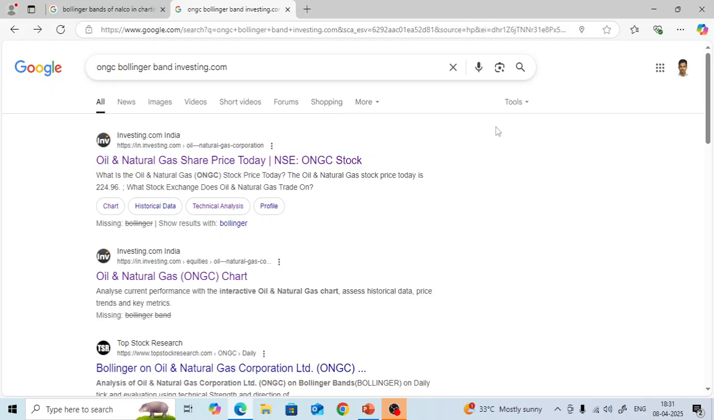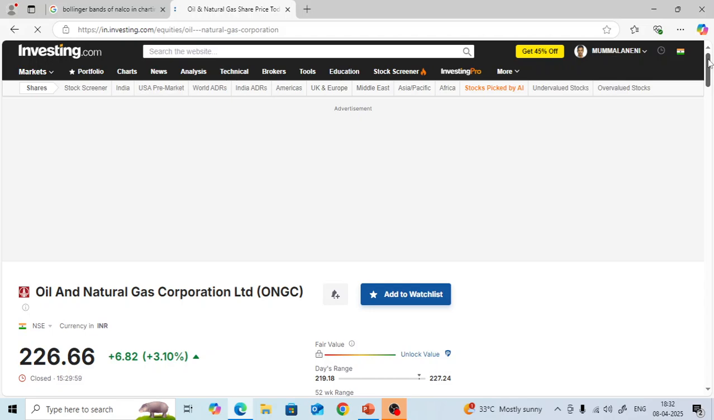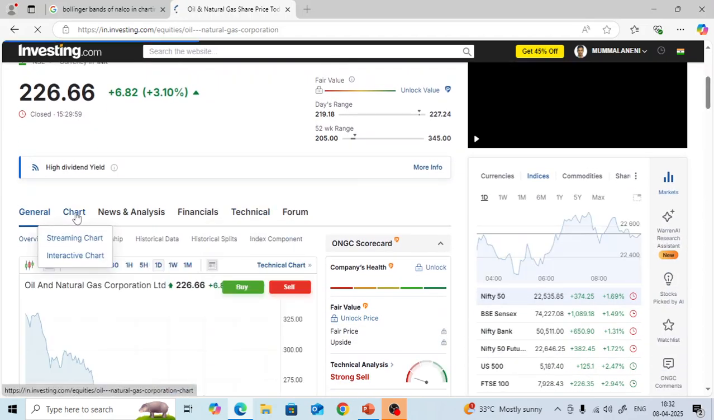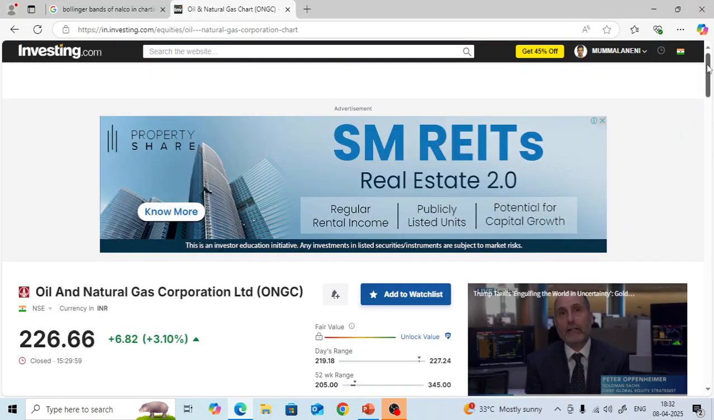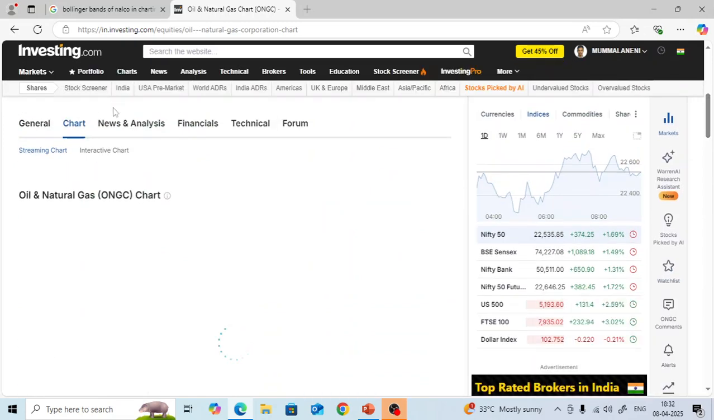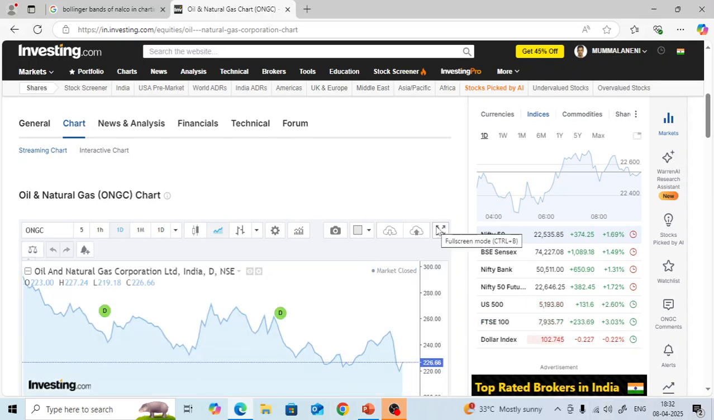For example, let me say I typed ONGC Bollinger band in investing.com. In investing.com, I can find Bollinger bands. What does it mean? How can I find it? Let me go to the chart. In this chart, let me go to indicators. How will I get indicators in this particular chart? There is an option, just see this chart.